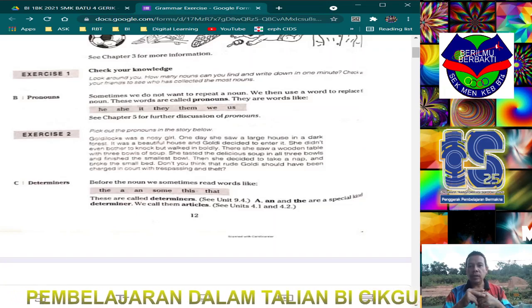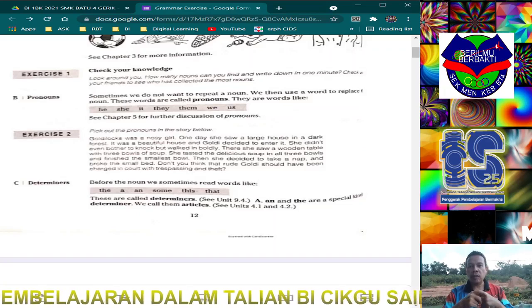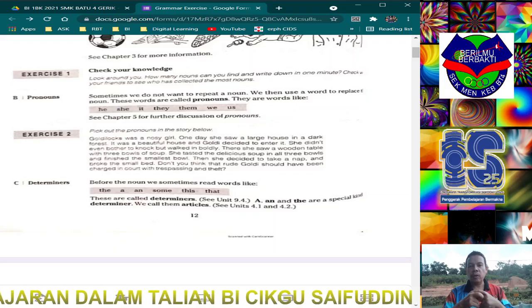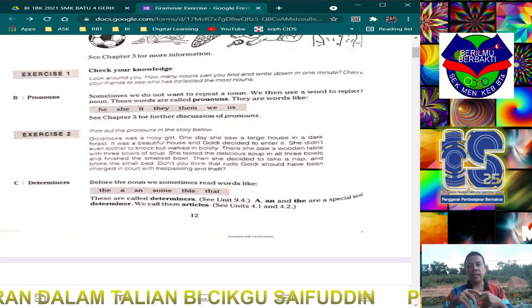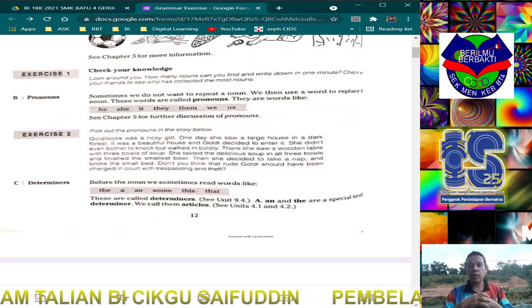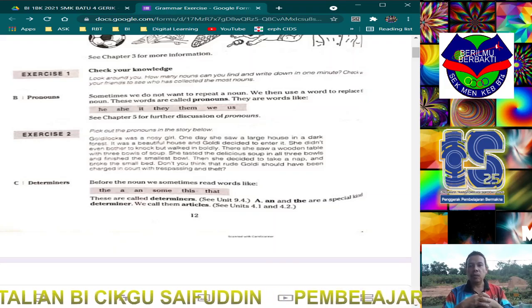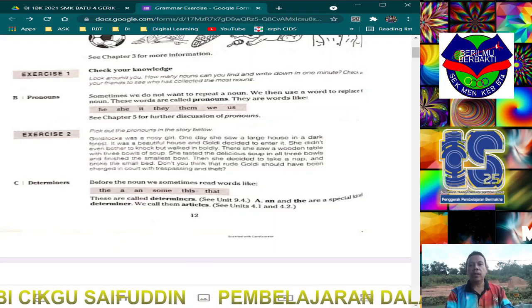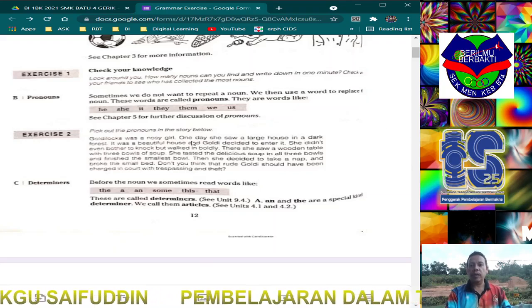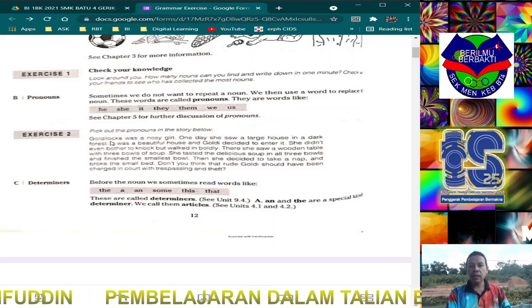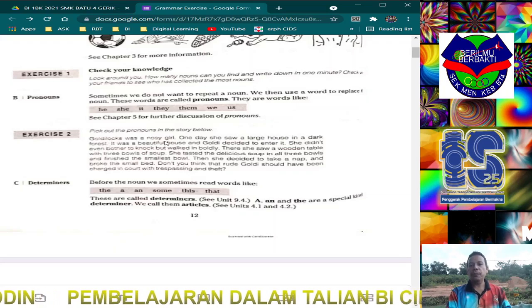So, exercise 2. Goldilocks was a noisy girl. Pick out the pronouns in the story below. Disuruh cari apakah pronoun dekat sini. Ini tak perlu buat latihan, kita hanya buat secara lisan sahaja. Goldilocks was a noisy girl. One day, she saw a large house in a dark forest. So she adalah pronouns, menggantikan nama budak ni, Goldilocks.